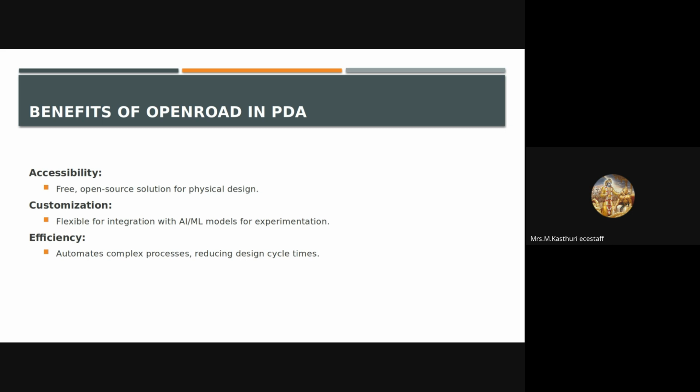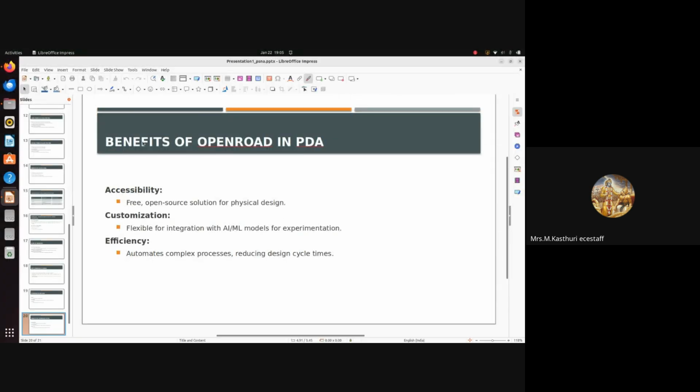and custom solutions. Efficiency: by automating many of the complex and time-consuming tasks in PD, OpenROAD helps to reduce the design cycle times and improve the overall efficiency of the design process. With its AI or ML enhanced capabilities, OpenROAD speeds up tasks like placement, routing, and timing, helping the designer to meet deadlines and produce high quality designs in less time. I will show you how the final layout will be presented in OpenROAD.